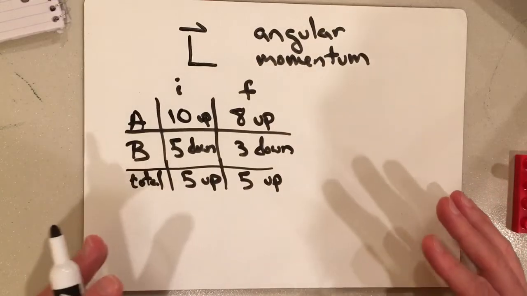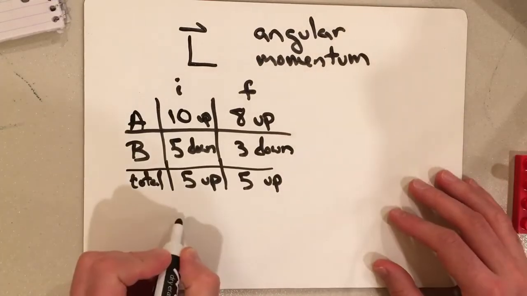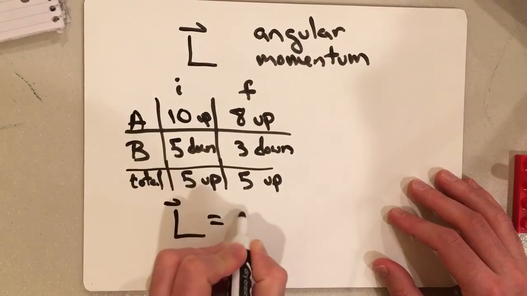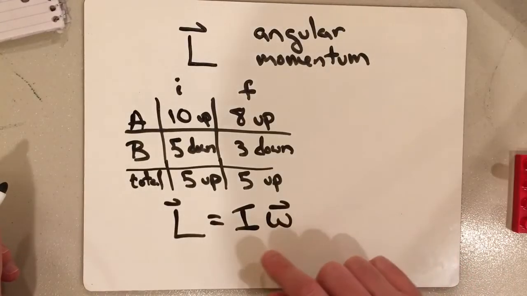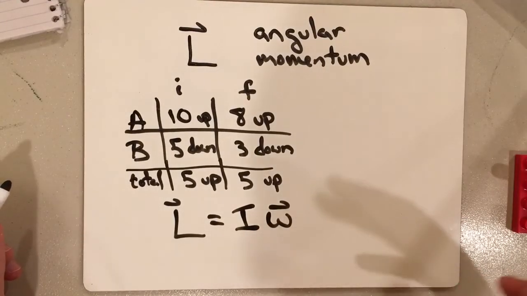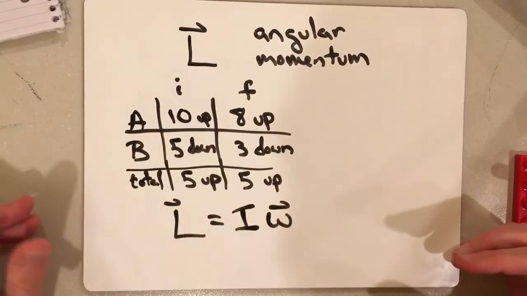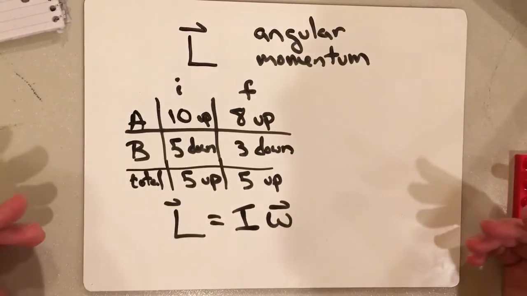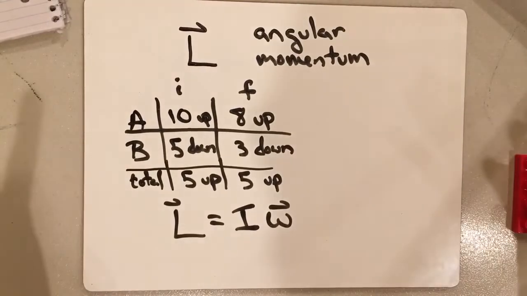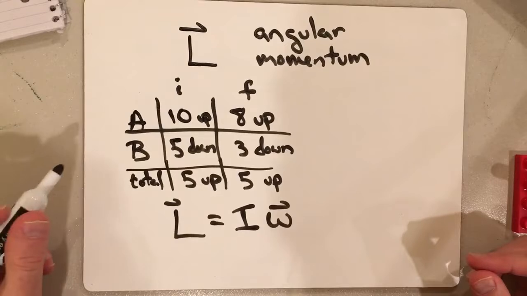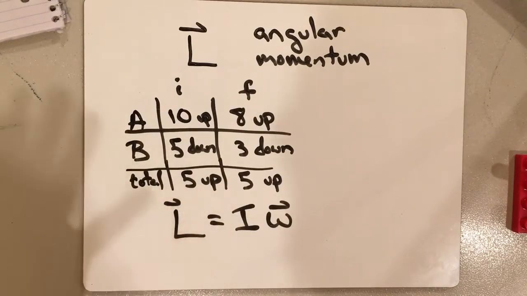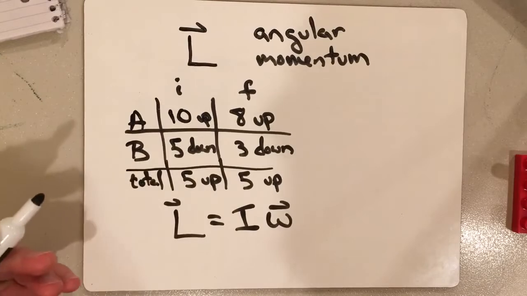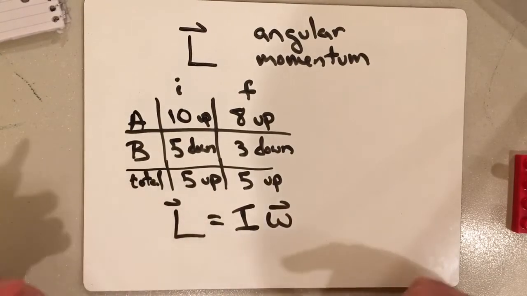Now, one thing I haven't talked about is how do we calculate angular momentum? The formula is L equals I omega. Omega is just the angular velocity. I is known as the moment of inertia. The moment of inertia tells us essentially how difficult it is to change an object's angular momentum, although you might say its state of rotation. The smaller the moment of inertia is, the easier it is to change the object's angular momentum. But the bigger the moment of inertia is, the harder it is to change.